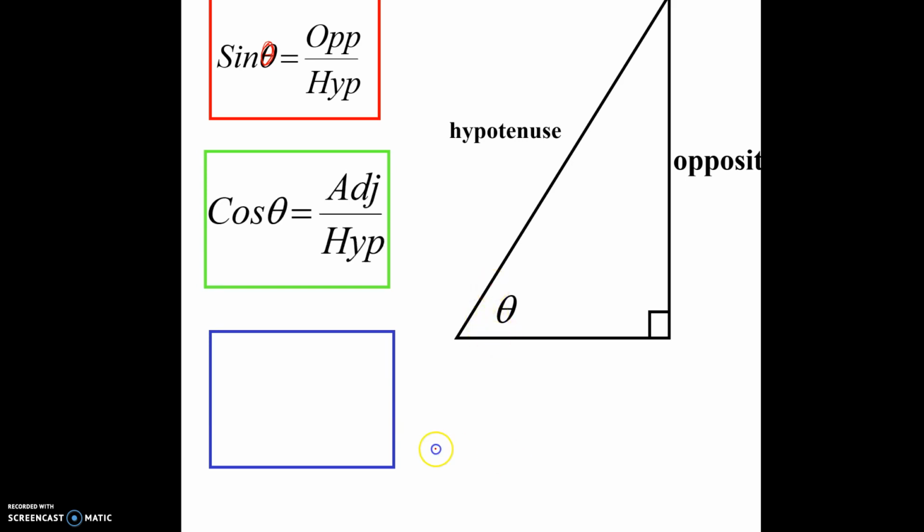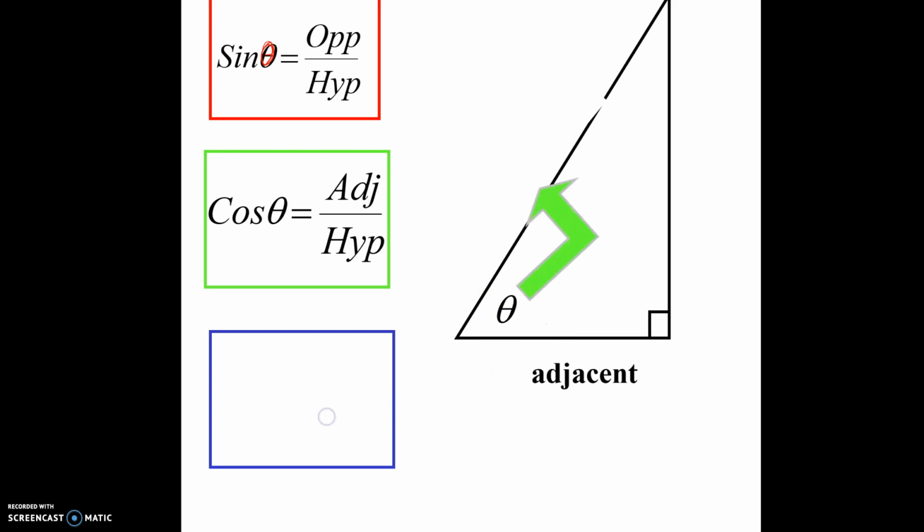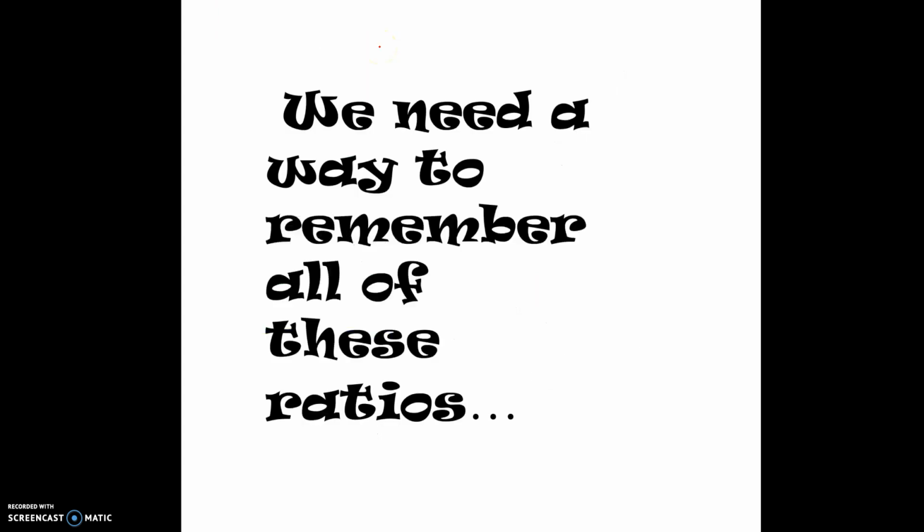Cosine is adjacent, so the side next to it, over hypotenuse. And this hypotenuse can only be the hypotenuse. It stays the hypotenuse through all of them. And then tangent is opposite over adjacent. So we have those 3 ratios that we remember. And like I said, there's 3 other ones, but these are the main ones. They're just reciprocals of these ones.